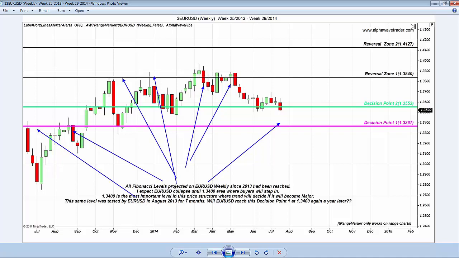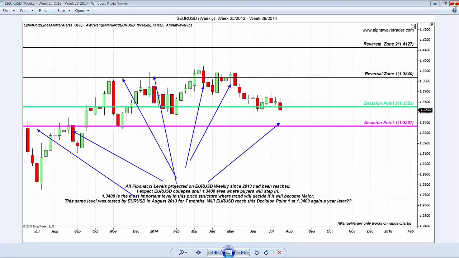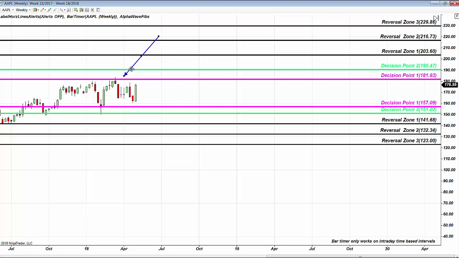Identical formula as you saw on S&P. 1 minute chart. The only difference, this is your day trading decisions and this is your investment decisions. Euro collapsed from reversal zone at 3902, ultimate Fibonacci support at the famous 105 number. Exact same place where Apple skyrocketed from yesterday after earnings.